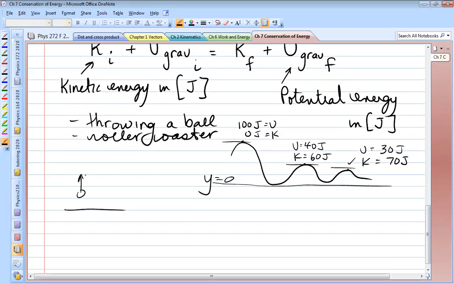Okay, it's the same with a ball being thrown up in the air. So as the ball is going up and down, doesn't matter how it's going up and down. Could be going at an angle, could be going straight up and down. But at every position, you simply add the two numbers, gravitational potential plus kinetic, and you're always going to get the same total.